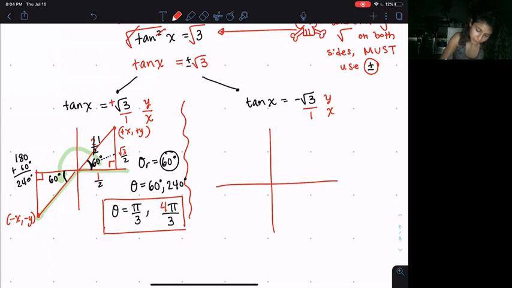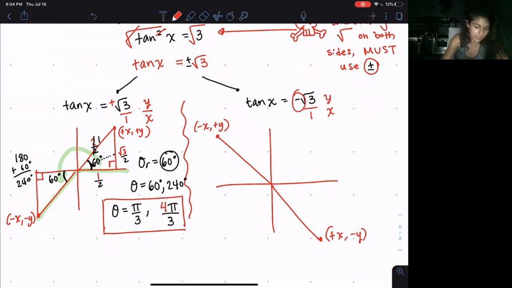Well, that can occur in quadrant 2. Why? Because I have a negative x and a positive y. When I divide, I'll get a negative answer for tangent. But it could also occur in quadrant 4, because I have a positive x but a negative y. So when I divide those two, I'll also get the negative tangent that I'm seeking. So I know the quadrants.